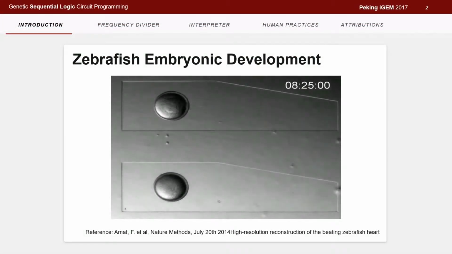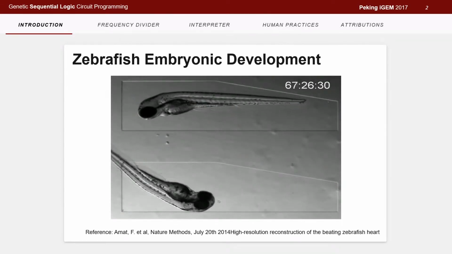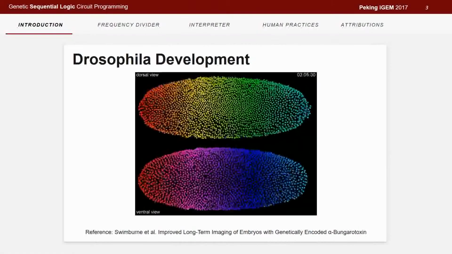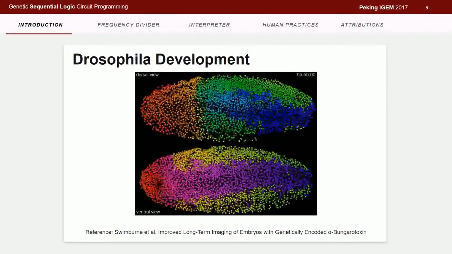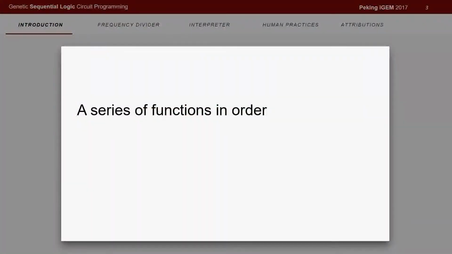This is a video of zebrafish embryonic development. Cell division is controlled precisely in time order. The case is Drosophila development. The beautiful pattern of cell movement also varies over time. As we can see from above, cells perform a series of functions in sequential order. This is the fundamental phenomenon in the biological world, the life process.